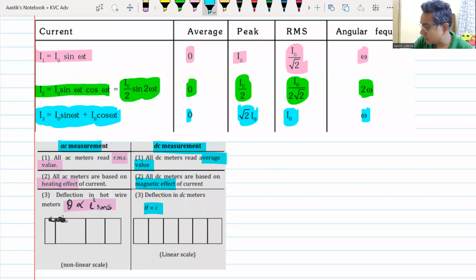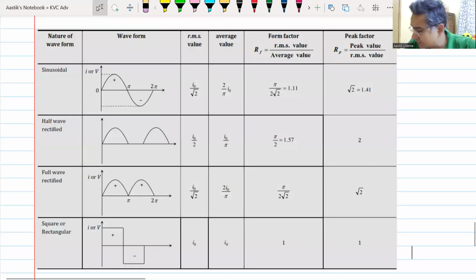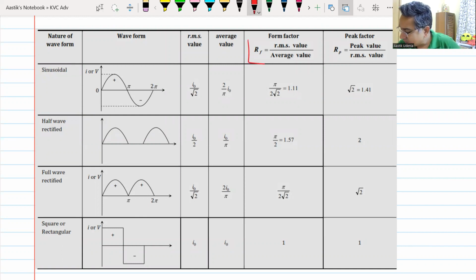Then you can also note down this table. In this table, different types of waves are given and their RMS and average values are given. One more thing given here is something known as the form factor and the peak factor. I have not seen any question on this come, but it's just a simple thing. Form factor is the value of RMS by the average value. Yes, sir.